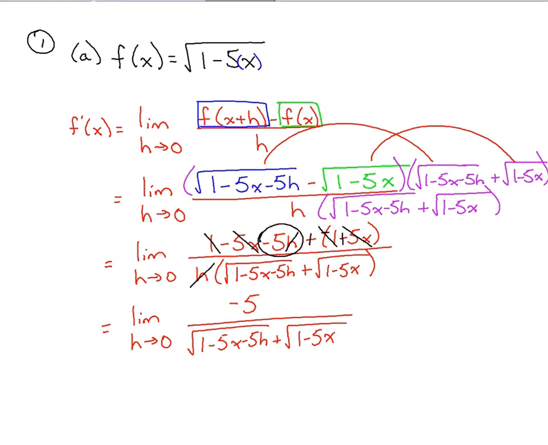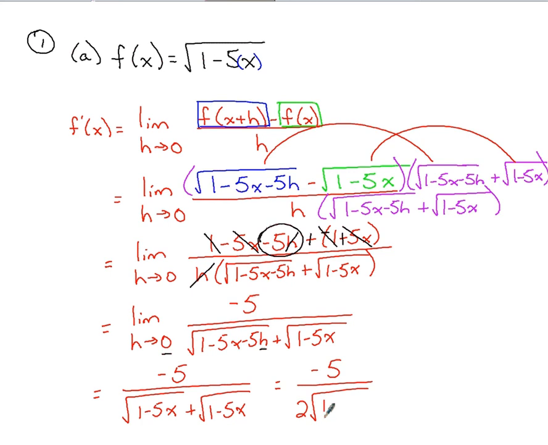We can insert 0 in the place of h, meaning any of these h terms are going to 0. So in the end, we'll have negative 5 over the square root of 1 minus 5x plus the square root of 1 minus 5x, meaning you've got two of the same root expressions, right? So really, your answer would be negative 5 over 2 square root of 1 minus 5x. There's your derivative using the definition.